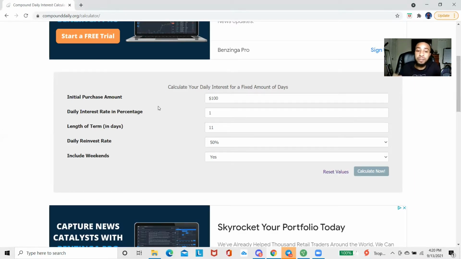Now, the next field is going to be your daily interest rate percentage. A lot of people don't think about it like this, right? Whenever you're trading, you're not going for a specific dollar amount. The reason why so many people don't make money is because they just want to go pop off, and the first day they start trading, they want to make $200 to $300 a day.